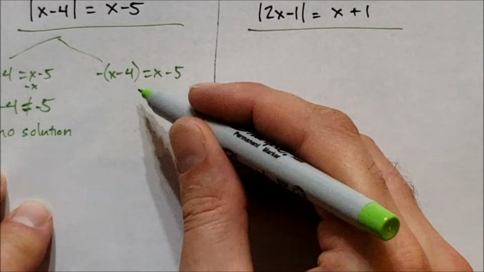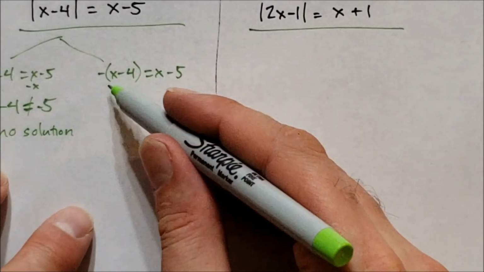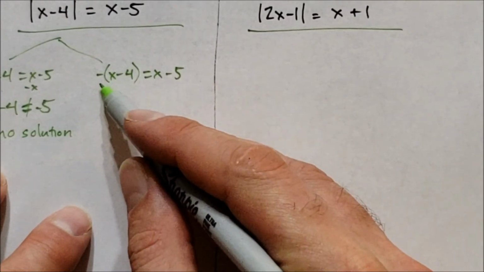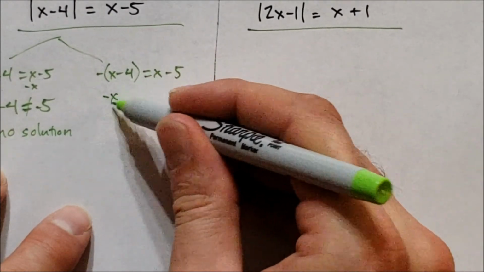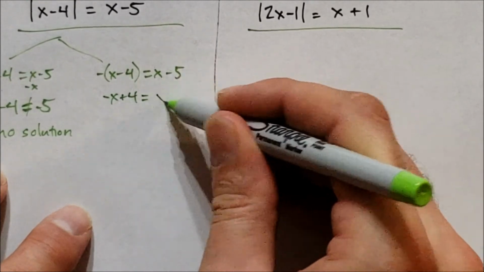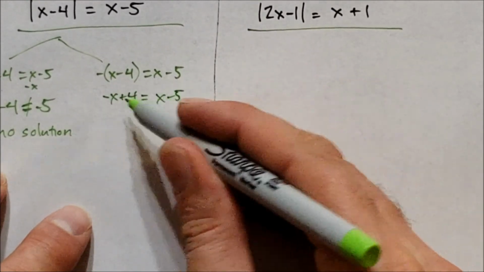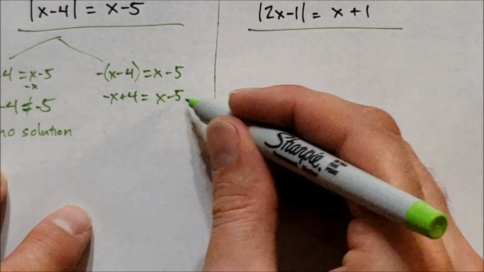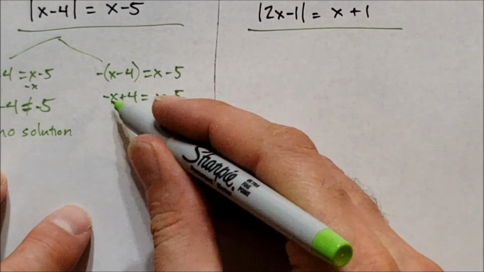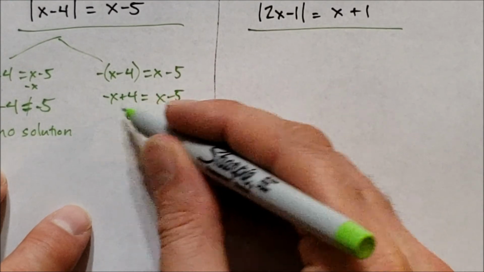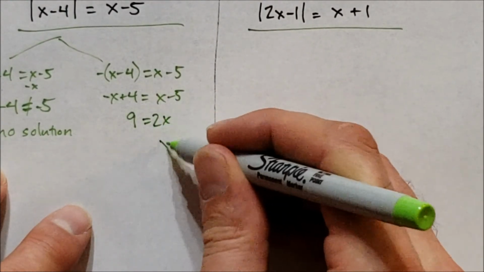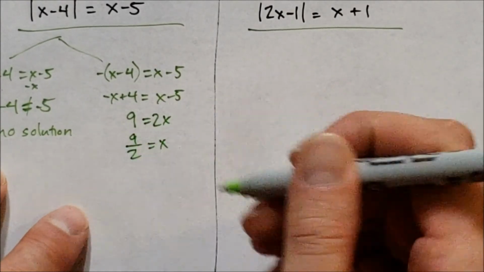Let's go ahead and look at the other side just in case, to see if there's anything different. Distribute the negative here, so negative x plus 4 equals x minus 5. Let's add x to both sides and then add 5 to both sides. So 4 plus 5 is 9. Adding x gives us 2x. Dividing by 2, we have x equals 9/2.